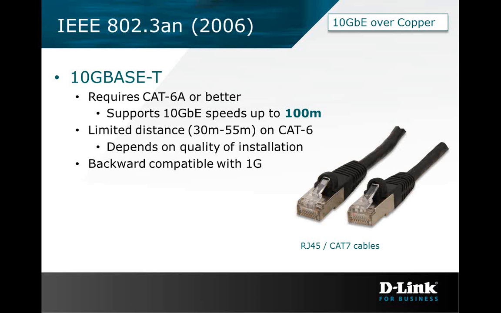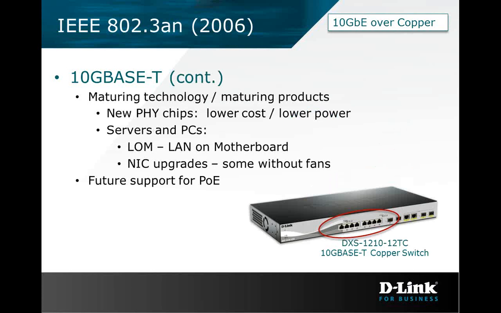One of the other nice things about 10GBASE-T is it's backwards compatible with 1 gig. So we can have a 10GBASE-T switch today, and we can plug in 1 gig devices, and later on down the road we can remove those 1 gig devices and plug in 10 gig devices as we upgrade our network. So more on 10GBASE-T here.